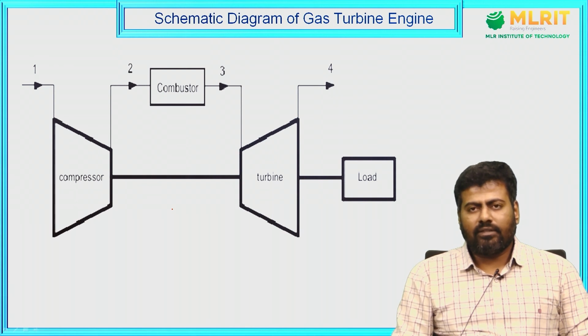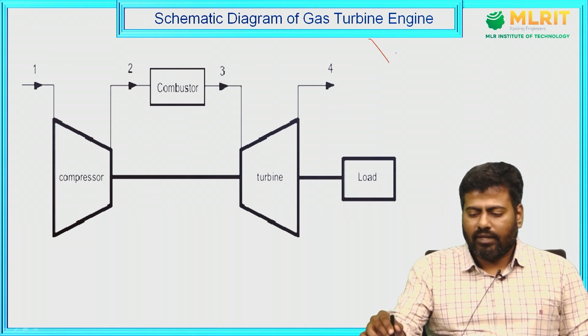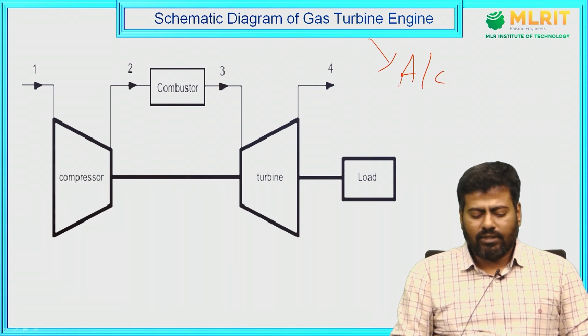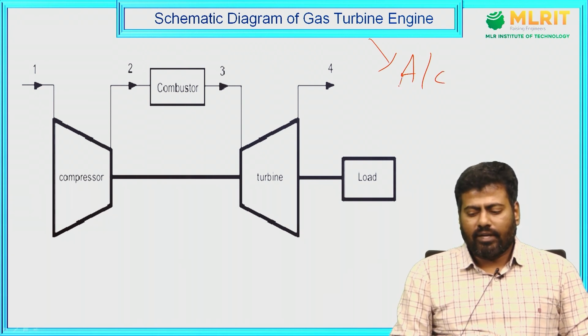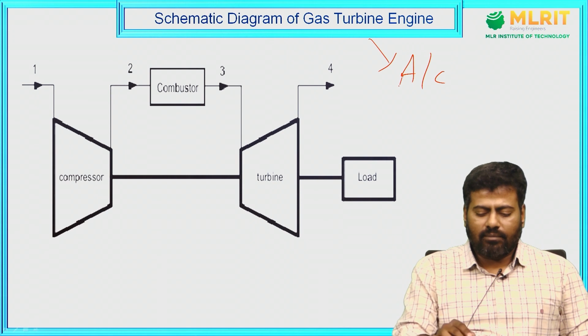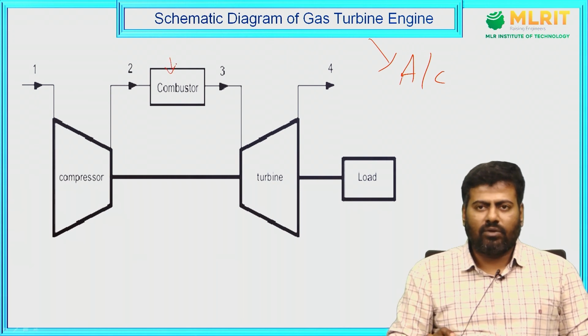Generally we are using jet engines in the aircraft industries. For that, we are getting the hot gases as the working substance. How are we getting them? In the combustor. The combustor is nothing but what we call a boiler over here.